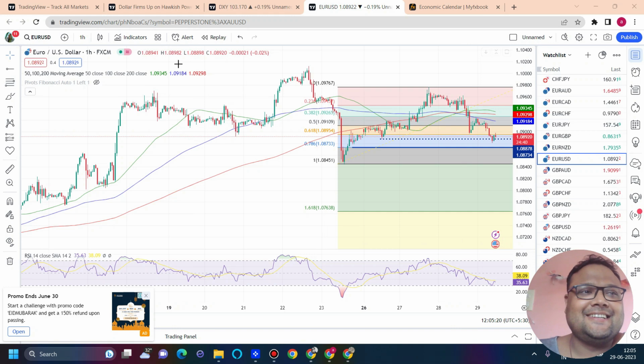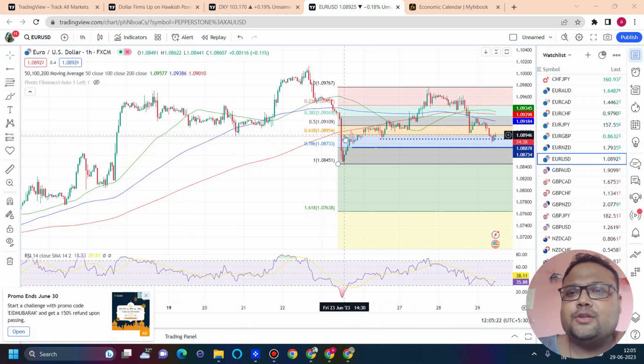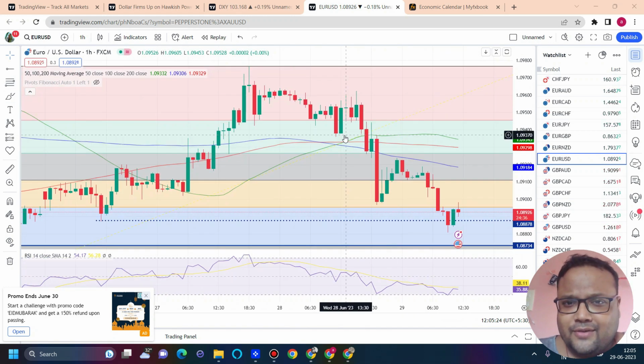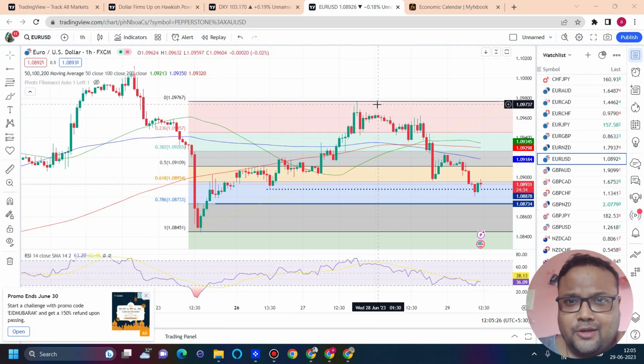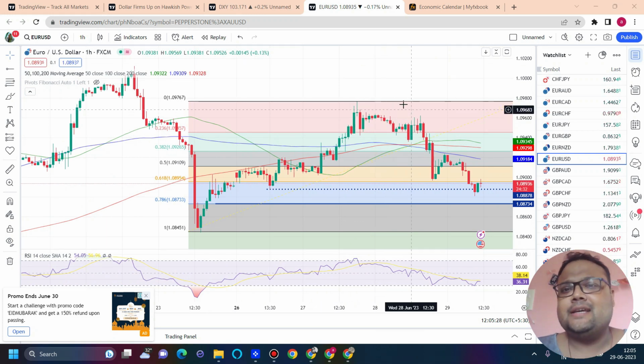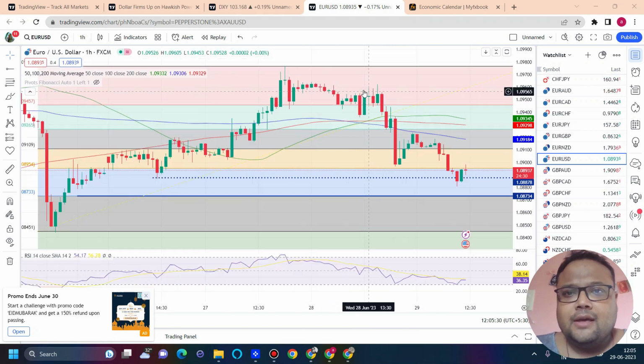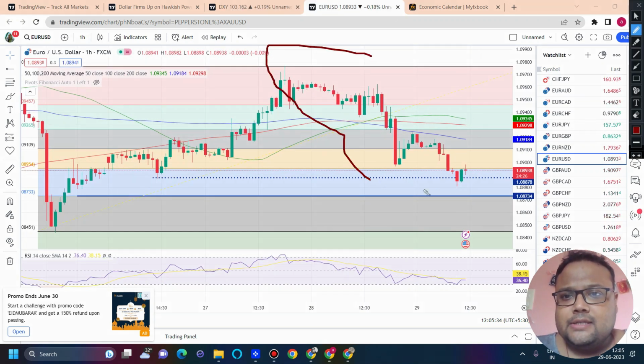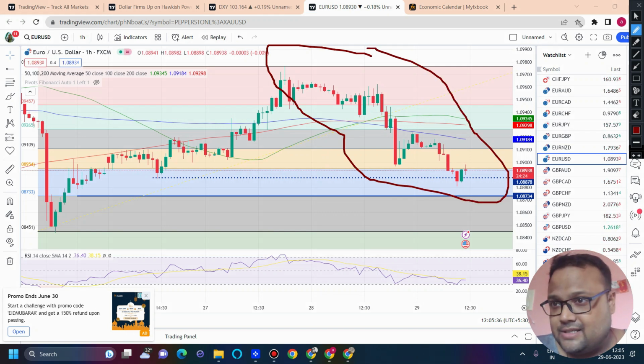So let's get started. My dear friends, this is the 1 hour chart of EURUSD in front of us. And as you can see, EURUSD is under pressure, meaning sellers are dominating this market. If you look at the present structure of the market here, then we can clearly see the influence of sellers.